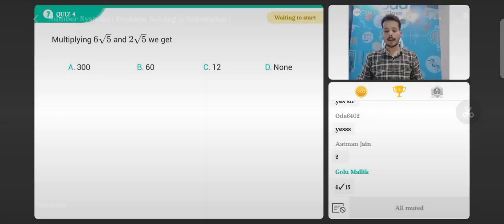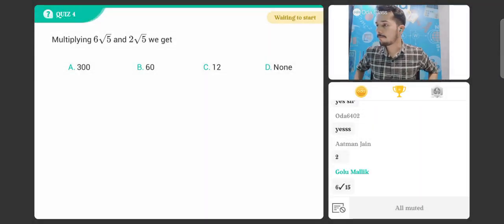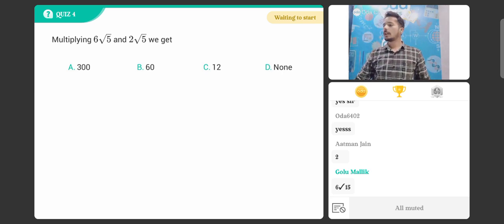Multiplying 6 root 5 and 2 root 5. Give me the answer. Students, those who have just joined, we are working on a few basic concepts today. Once we are done with this, in the end, we are going to start with difficult questions soon.